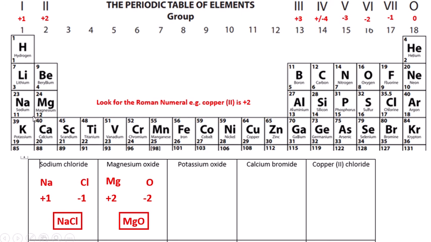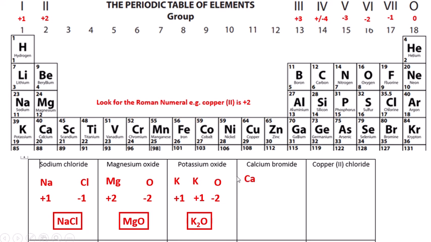Potassium oxide, K, +1, O -2, so there's the potassium there, +1, O over there -2. Now this time they don't cancel out, so to get them balanced we need another potassium. +1 +1 gives you +2, oxygen's -2, so we've had to use two potassiums and one oxygen, so K2O.